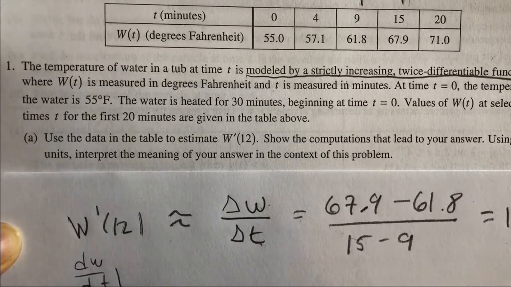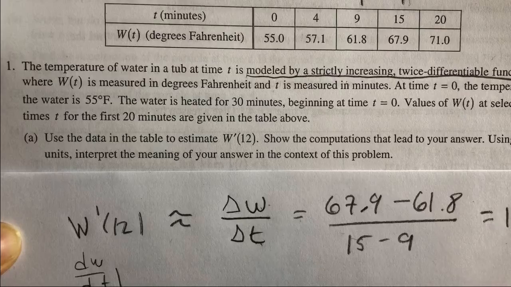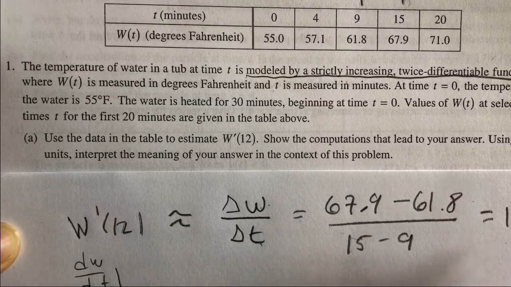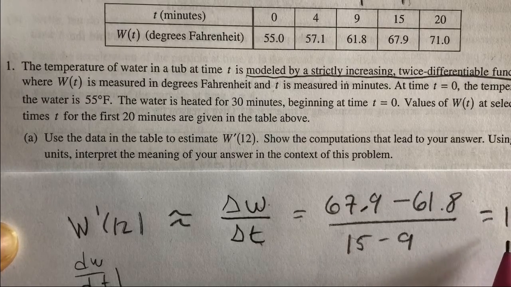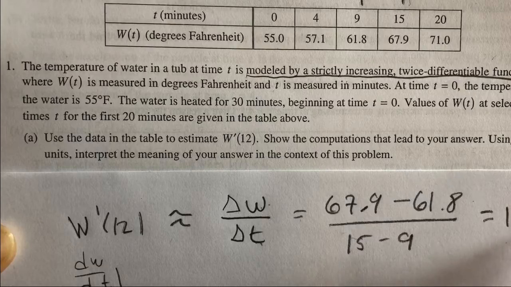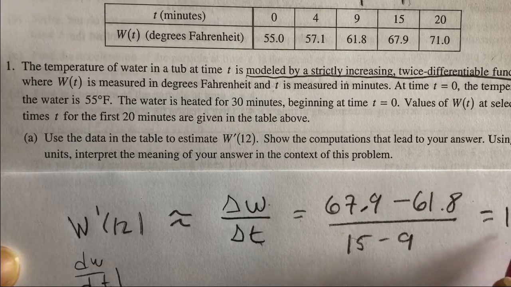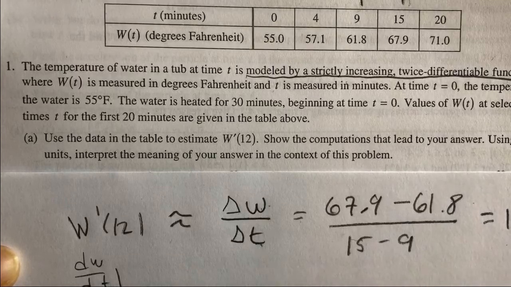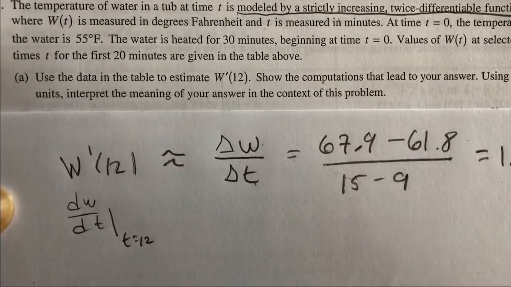Now, using correct units, interpret the meaning of your answer in the context of the problem. So what that's telling you is that the water is increasing at a rate of approximately 1.017 degrees Fahrenheit per minute when t equals 12. Okay, I'm not going to write all that, but that's what it would mean.